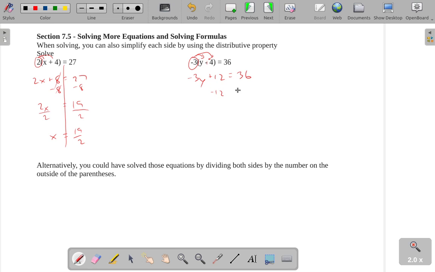And I could subtract 12 from both sides, giving me negative 3y on this side, because those cancel out, and a 24 on this side. Divide both sides by negative 3. We get y equals negative 8.